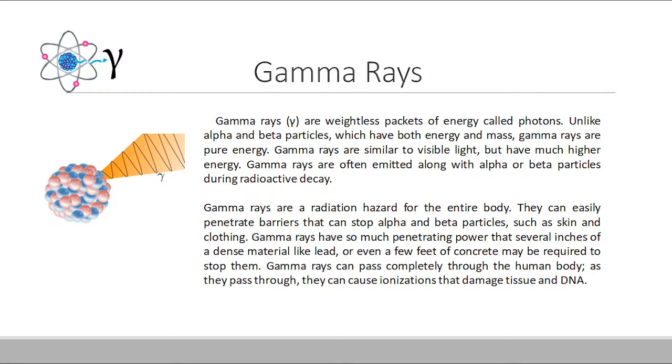They can easily penetrate barriers that can stop alpha and beta particles, such as skin and clothing. Gamma rays have so much penetrating power that several inches of a dense material like lead or even a few feet of concrete may be required to stop them. Gamma rays can pass completely through the human body. As they pass through, they can cause ionizations that damage tissue and DNA.